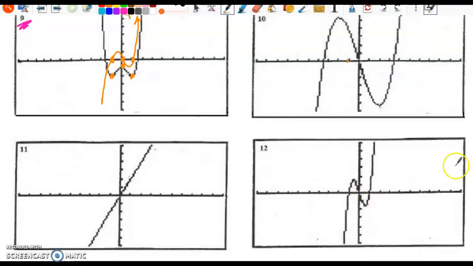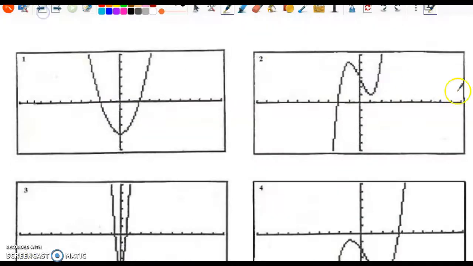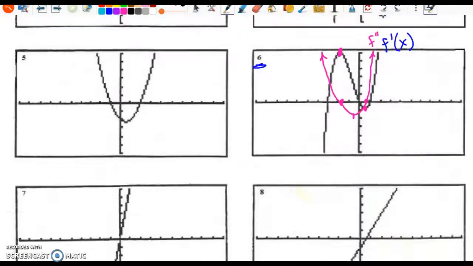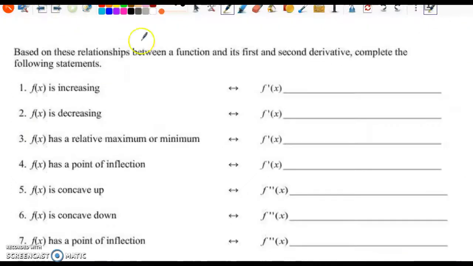Number 12 might look good. So maybe 9 goes to 12. You might look through and see if you can find any better ones. I don't think so. I'm going to say 9 to 12.